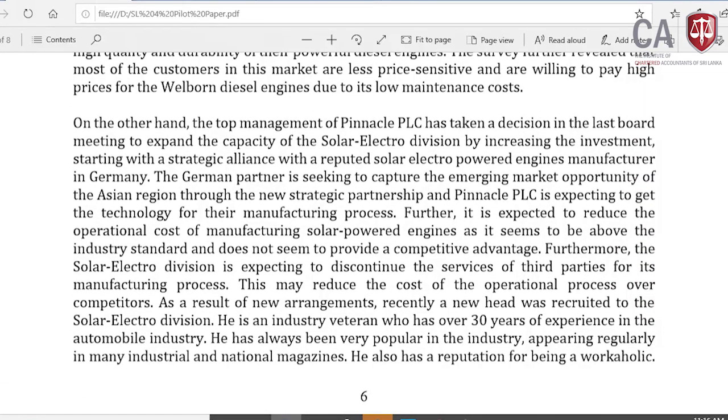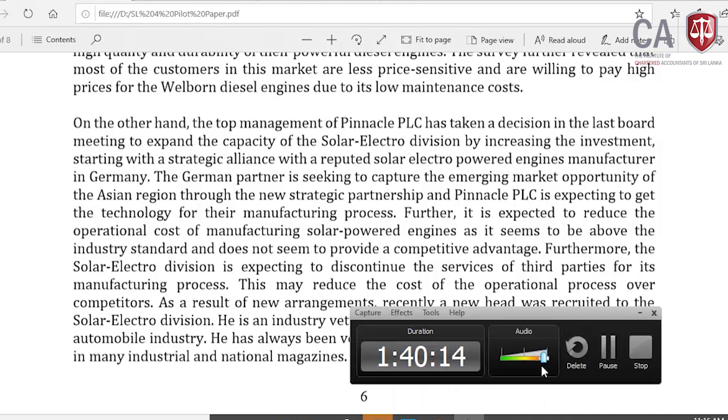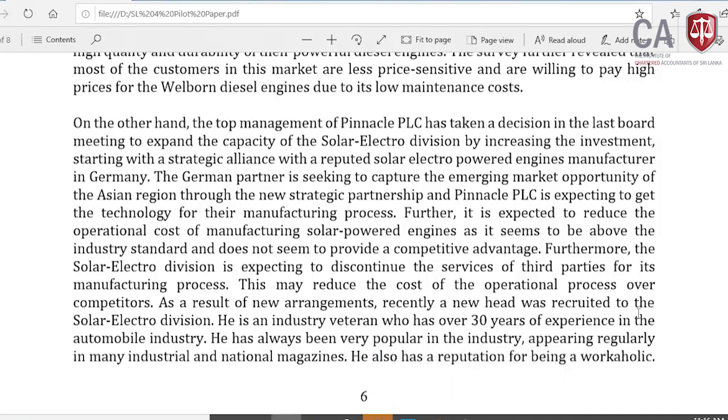Look at Solar Electro Division. Are they trying to use blue ocean strategy? Yes. So, look at the information given in the question related to this.